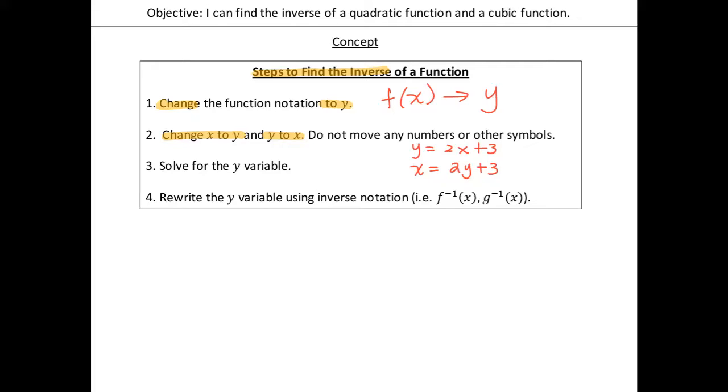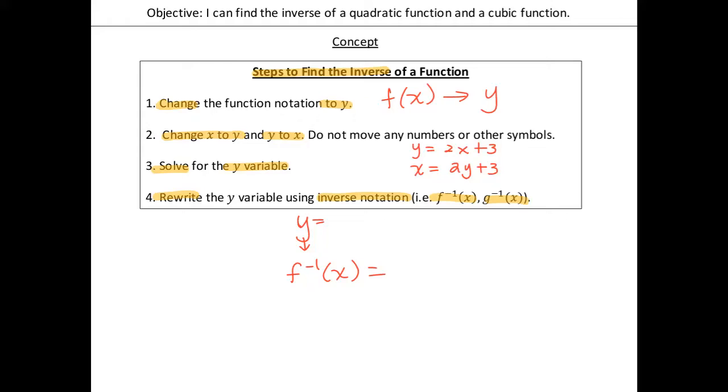And then our step 3 is to solve for the new y variable, get the y by itself. And then step 4, rewrite it using inverse notation, so like f inverse or g inverse. So in step 3, you'll solve for y. You'll get a y equals something. And then step 4, change the y back to an f inverse notation.